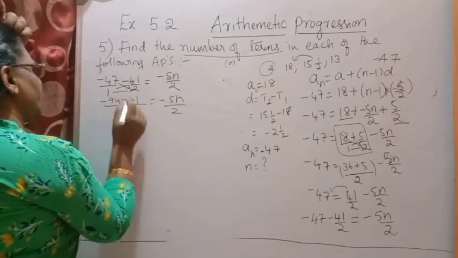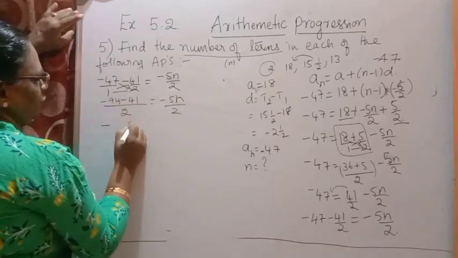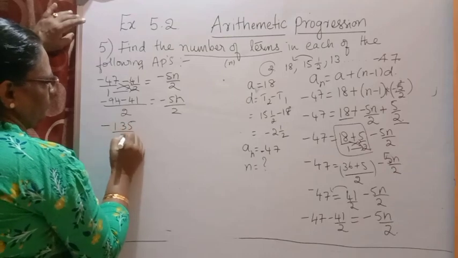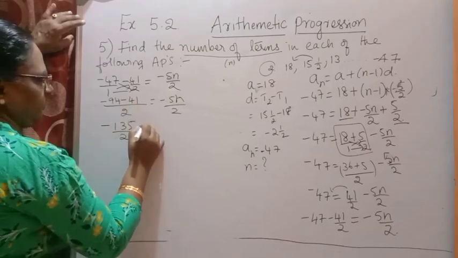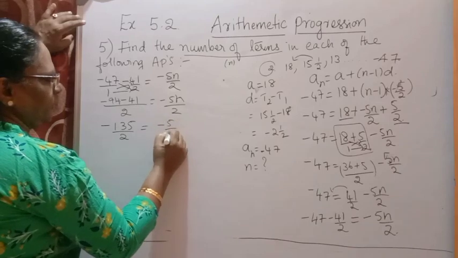How much? Both are minus minus. So minus 135 by 2 is equal to minus 5n by 2.